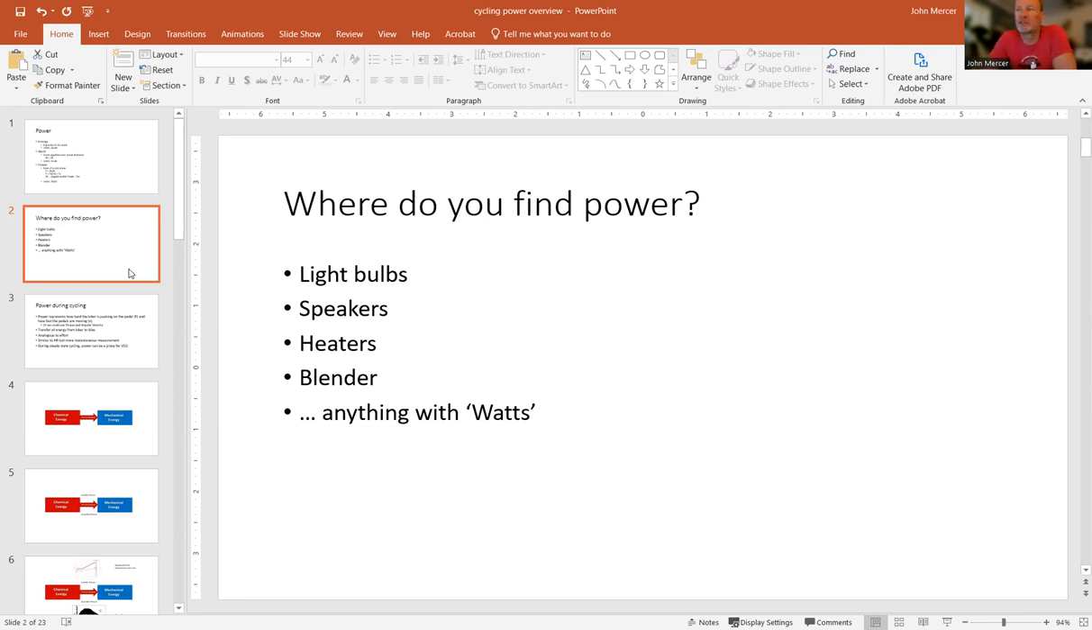So power is ubiquitous. It's all over the place. But every time you see watts, anything that's with watts, just realize that is telling you how fast energy is being transformed from one type of energy to another type of energy. I've used electrical here because those are easy examples to see, but there's other ways to transform energy. You can transform potential mechanical energy to kinetic mechanical energy, things like that.